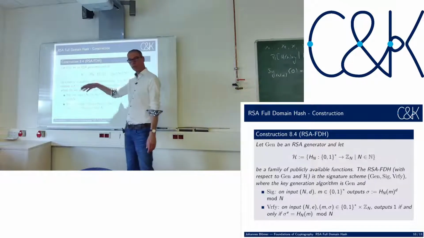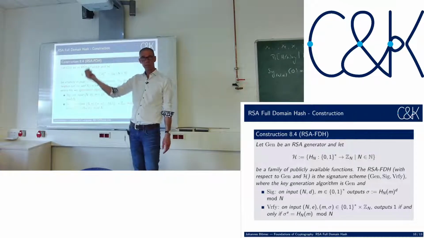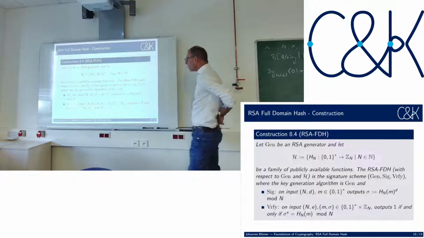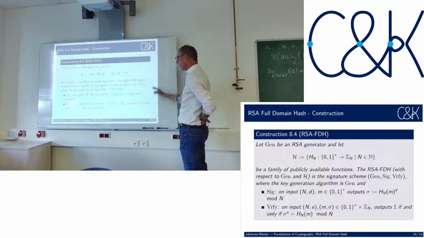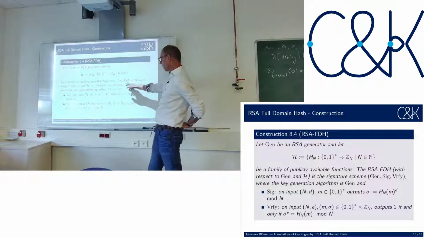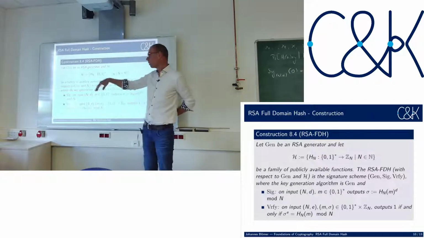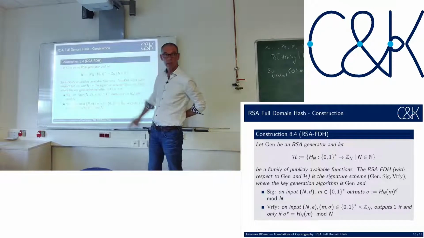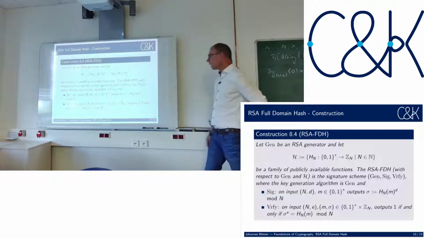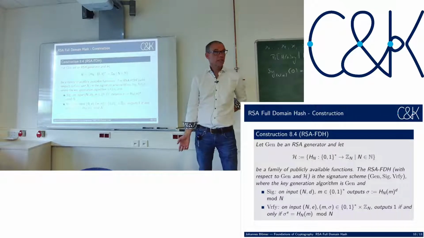Publicly available means everybody knows, given n, what the function is. The RSA full domain hash with respect to Gen and H is the following signature scheme. The key generation algorithm is simply the RSA generator. And the signature is simply hash then sign.